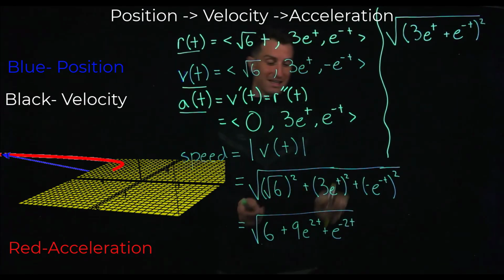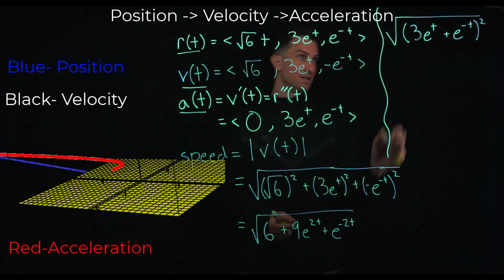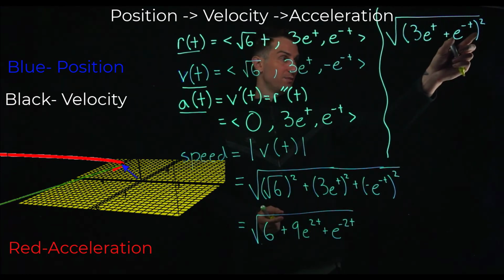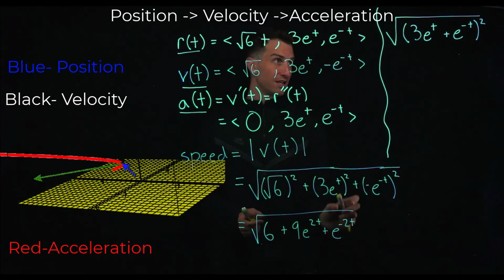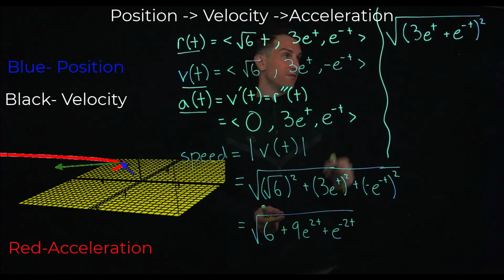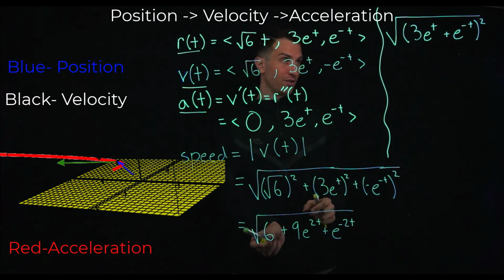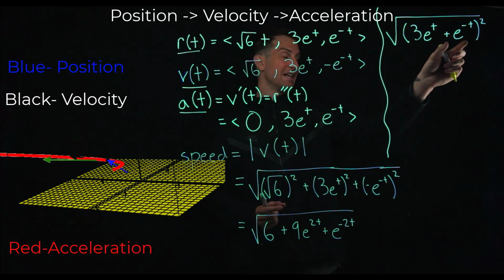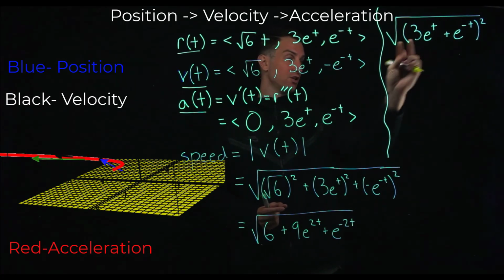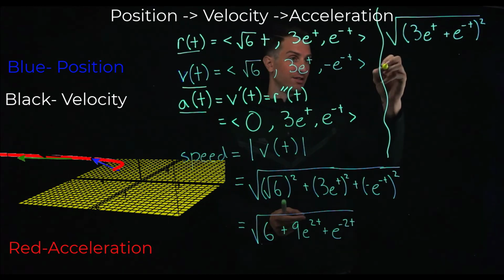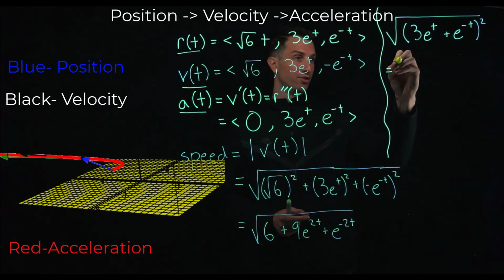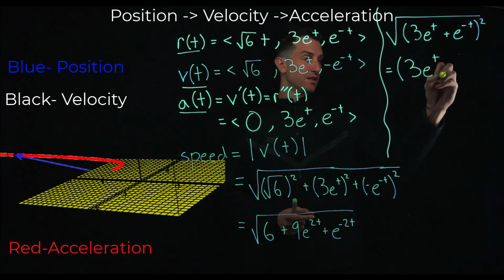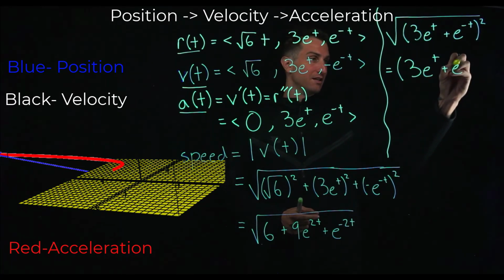squared. This is equivalent. You can double check: 3e to the t squared is 9e to the 2t, the other piece squared is obviously e to the negative 2t, and if we do each individual piece, you'll find that you end up with this 6. You would have 3e to the t times e to the negative t, which gives you a 3, you have 2 of those, so you get your 6. So this is actually equal to, if we wanted to break it down even more, 3e to the t plus e to the negative t.